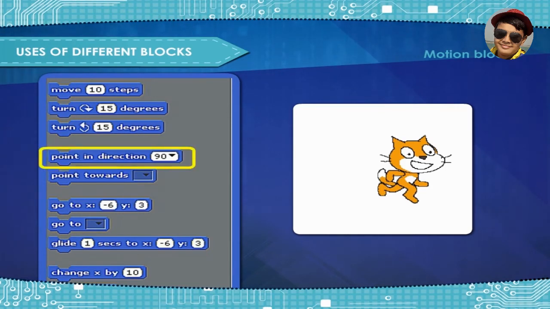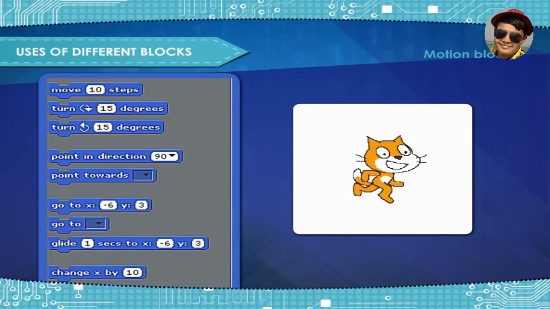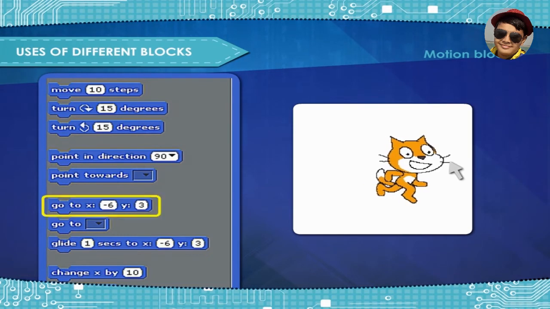Point in direction. Points the sprite in the direction. Point towards. Points the sprite towards the mouse pointer or another sprite. Go to. Moves the sprite to the mouse pointer or another sprite.